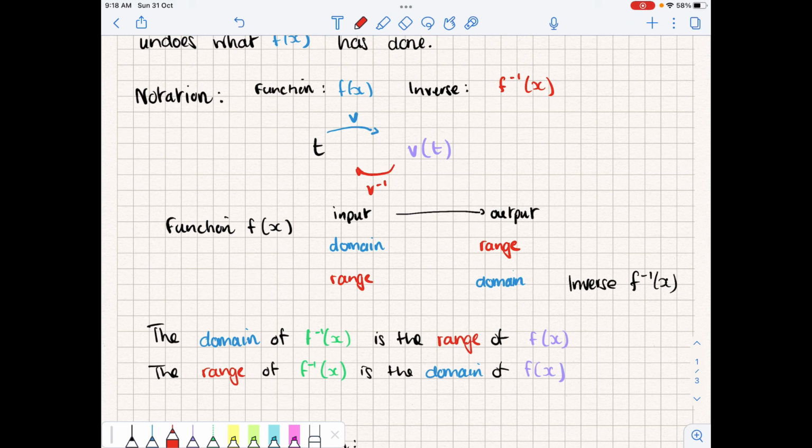So quite an important concept, because it will help us to work out domain and range for the inverse or the function, depending on what the question might ask of us.